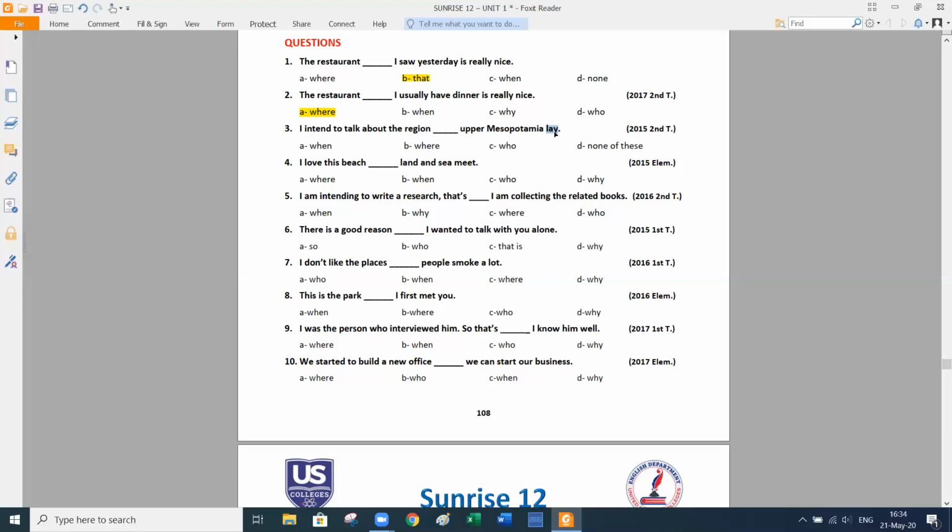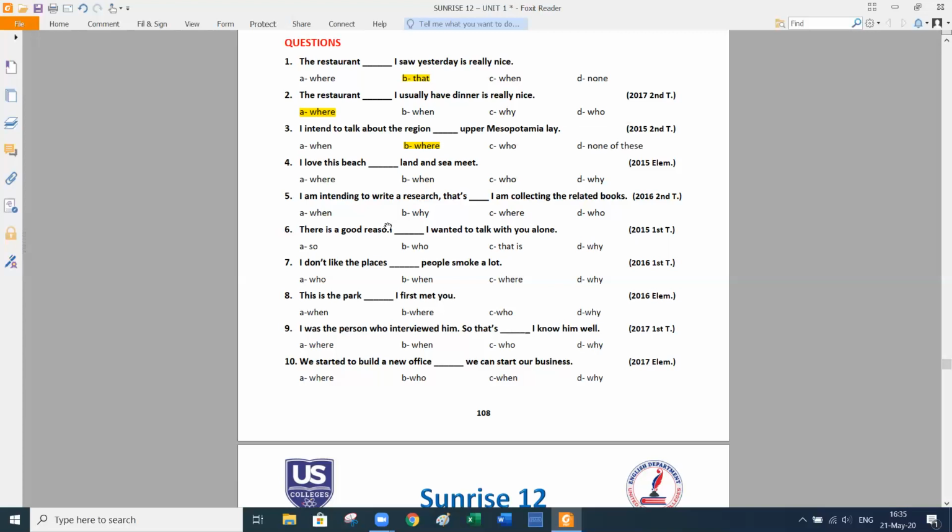So if you know that, you can simply say that the verb lay in the sentence here doesn't have an object. So the relative pronoun that I use here should refer to a place, because the verb lay doesn't need an object. Okay? The verb lay doesn't need an object. So I refer to place. So the answer should be where. I intend to talk about the region where Upper Mesopotamia lay.